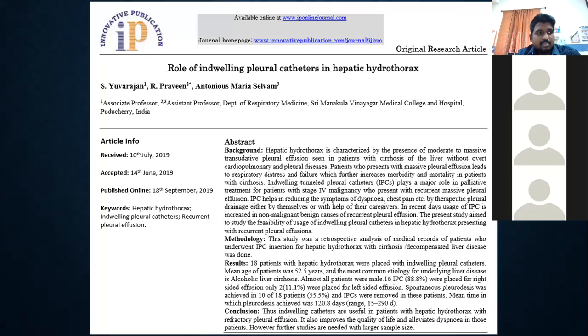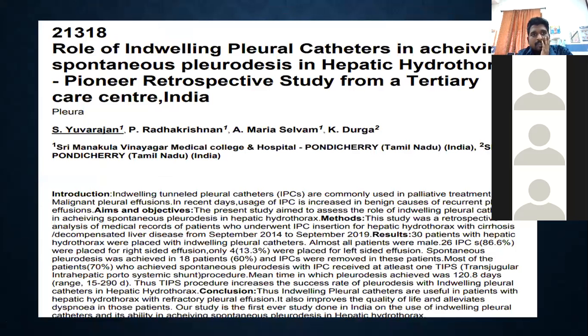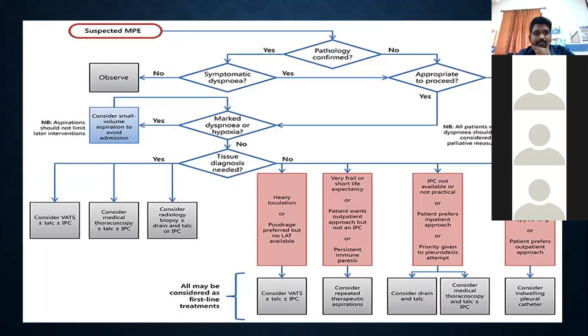So that's the thing. We also use indwelling catheters in hepatic hydrothorax also, that we recently published in another journal. So this was our presentation at ERS last year.